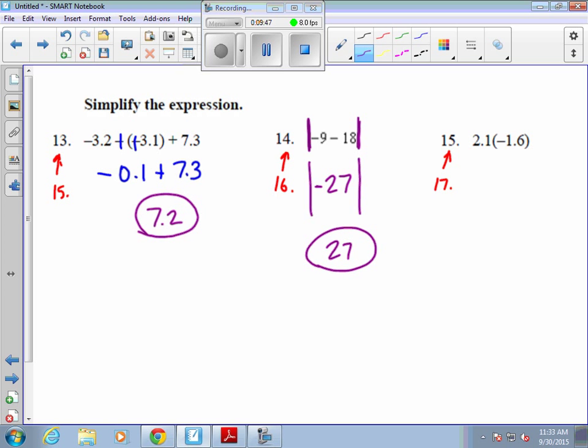15 was number 17 on some of y'all's versions. 2.1 times a negative 1.6. A positive times a negative, we know at the end is going to be a negative.